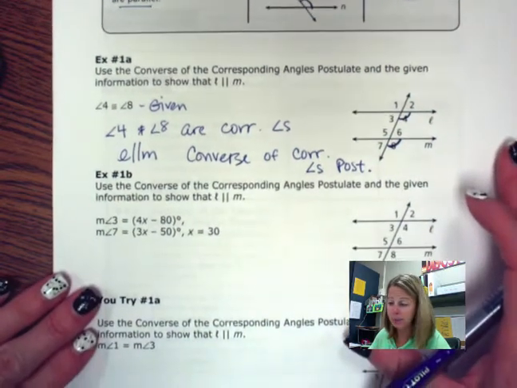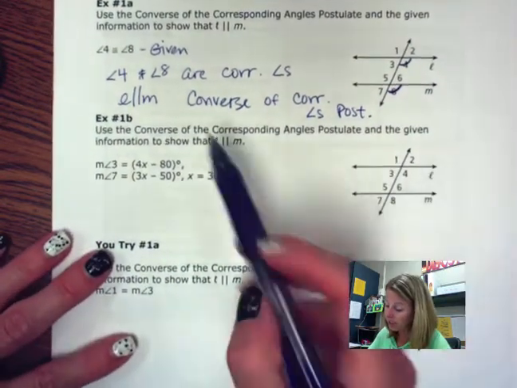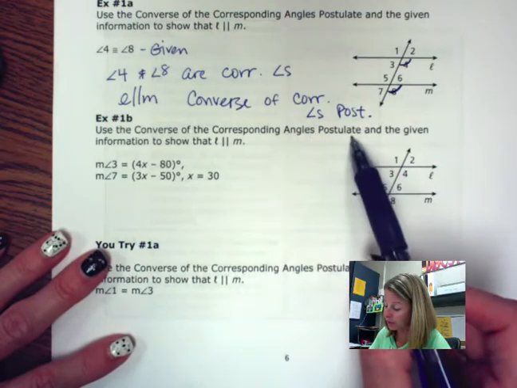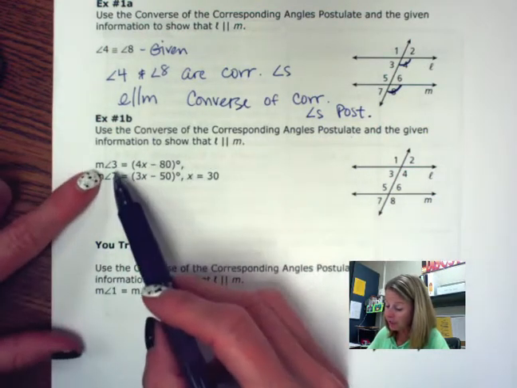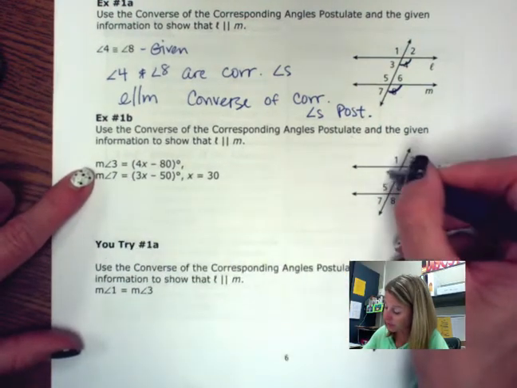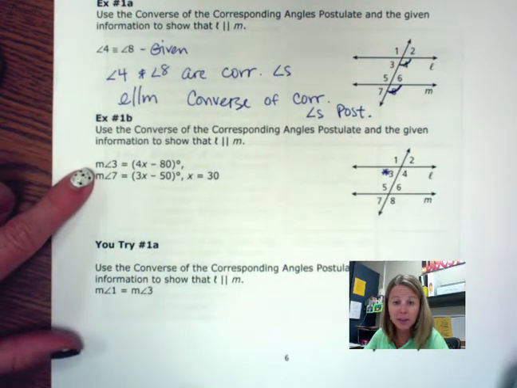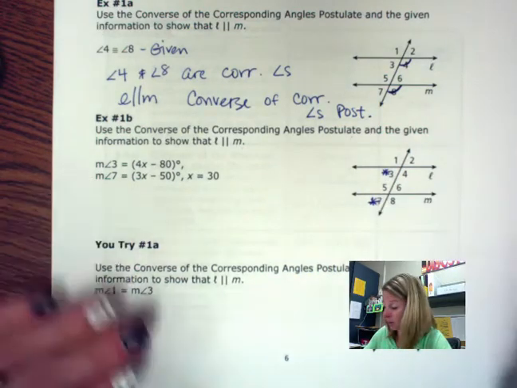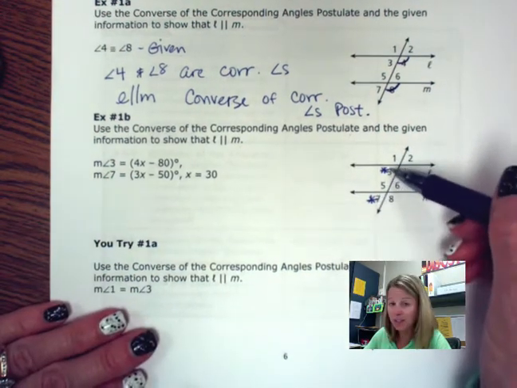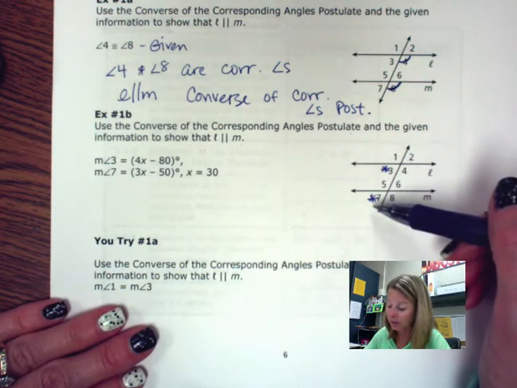Okay, next example. We want to, again, use the converse of corresponding angles postulate and the given information to show L is parallel to M. So I'm given information on angle 3, so let's put a little star right there. I'm given that information, and I'm given information on angle 7. So those two are corresponding angles. If I can show them to be equal, then I have parallel lines.